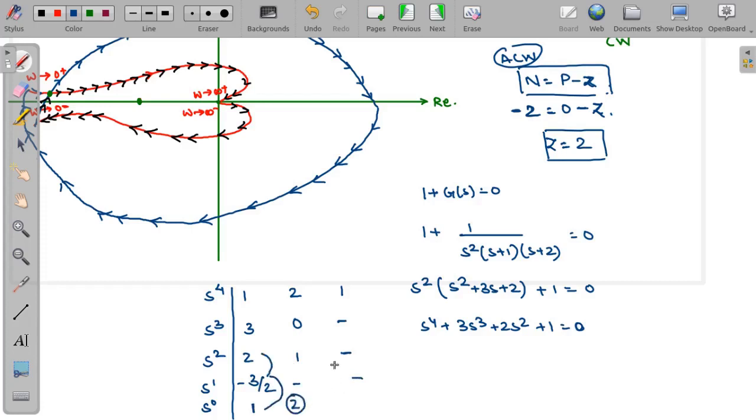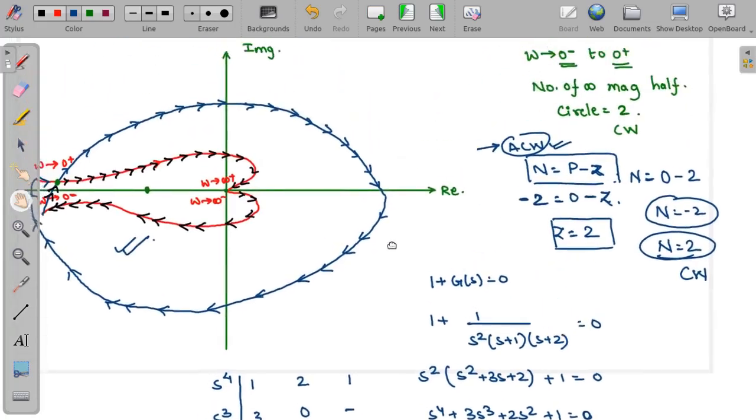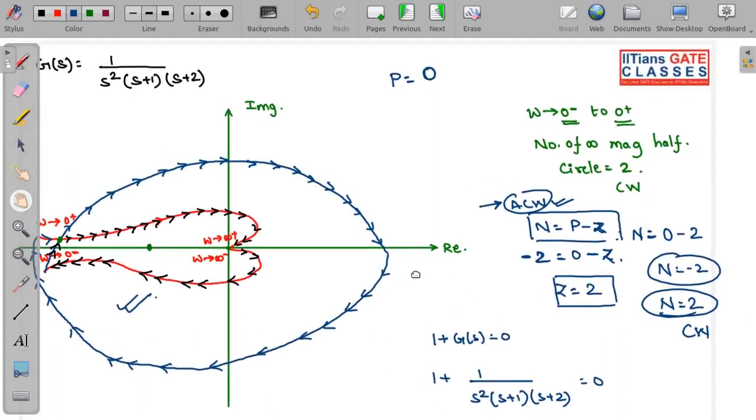So that means two poles are in the right hand side of the S-plane for your CLTF. So now from this formula, you have the value of P as what? P as 0, Z as 2. So number of encirclement in anti-clockwise direction is equal to -2. Now -2 suggests that we have taken anti-clockwise, so it is opposite. So that means N is equal to 2 for clockwise rotation, and that we can see from this diagram also. Okay, so like this you have to solve questions in your objective paper.